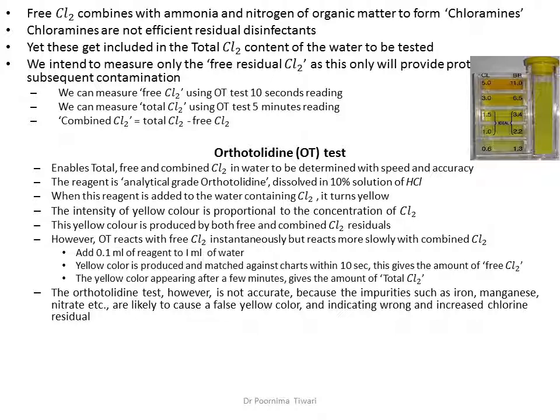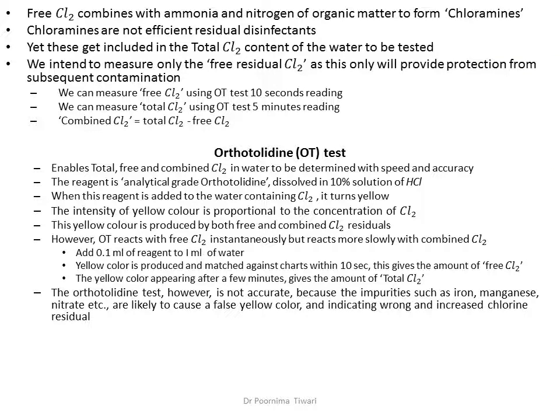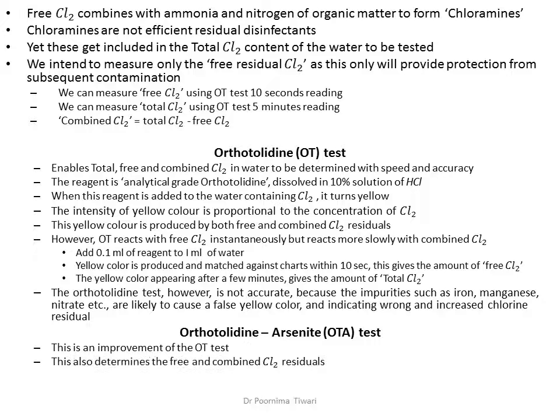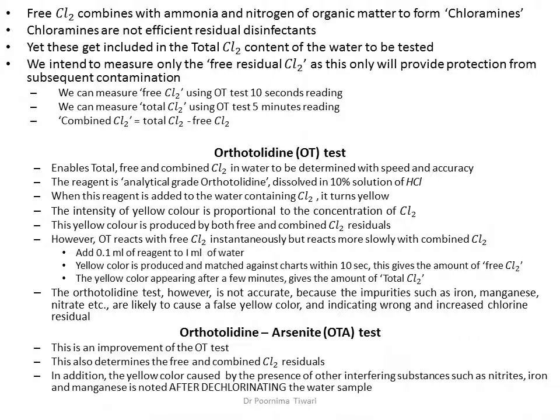So we have an improvement on the orthotolidine test. This is the orthotolidine arsenate or OTA test. This is an improvement of the OT test. It also determines the free and combined chlorines. In addition, the yellow color caused by the presence of other interfering substances like nitrites, iron, and manganese is noted after dechlorinating the water sample. So the error is overcome.